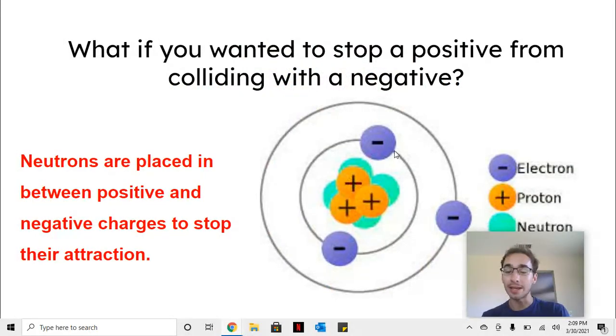So remember, like repels like. So these negative charges want to be away from each other. They don't like each other. And the positives don't want to be near each other. So that's why you have neutrons. Neutrons are neutral, and they'll stop the plus and the minuses from colliding.